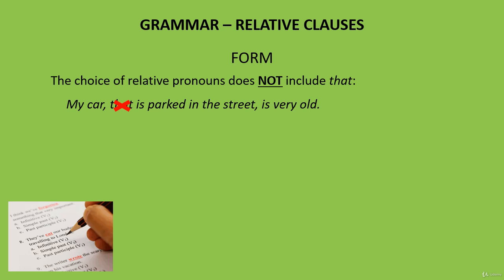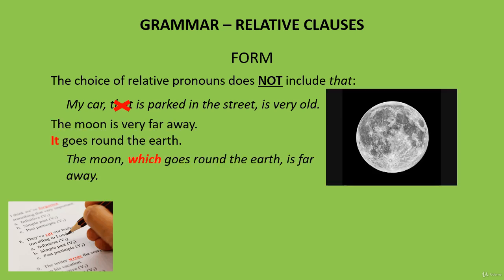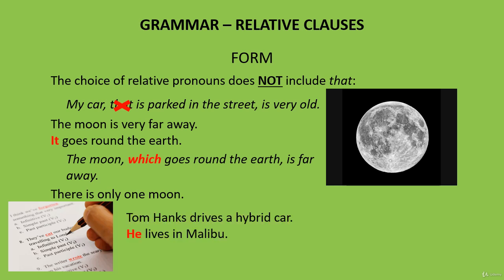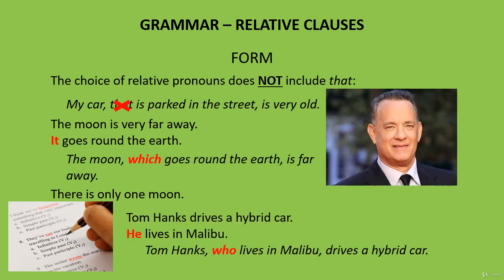Look at this example. This is an extra information clause because there is only one moon. We don't need to say which one. Here's another. Tom Hanks, comma, who lives in Malibu, comma, drives a hybrid car. We use commas because it's an extra information clause. There is only one famous Tom Hanks, and the listener knows who we are talking about.